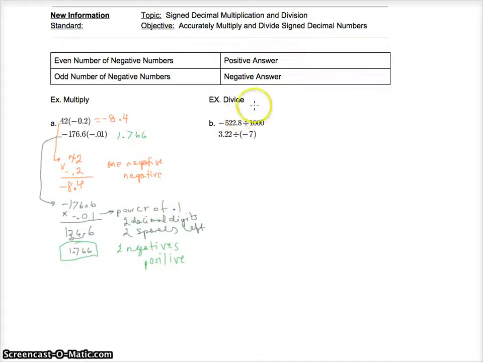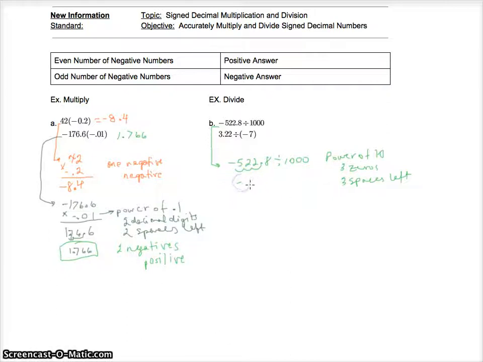For division, over here I have negative 522.8 divided by 1,000. This is a power of 10. So I'm going to count my zeros, so I have 3 zeros. So I need to go 3 spaces left. So I have 1, 2, 3. I'm going to go 1, 2, 3.